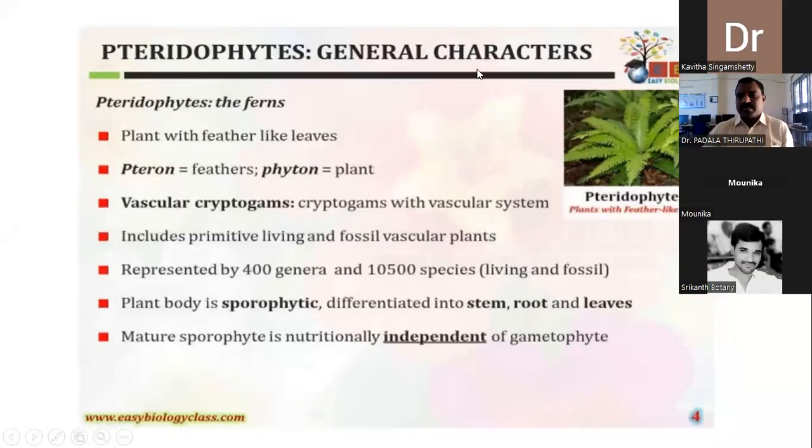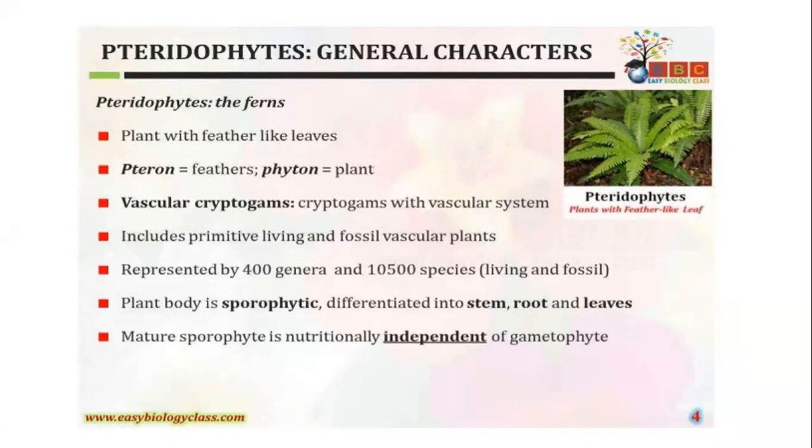Right. So now we are moving on to the next group of plants in the plant kingdom, that is the pteridophytes. Starting with the pteridophytes, they are commonly referred to as ferns. We call them fern plants. What is the meaning of fern? Fern refers to the leaf character. The leaves of the pteridophytes appear like a feather of a bird. So ferns are always referred to as feather-like leaf.